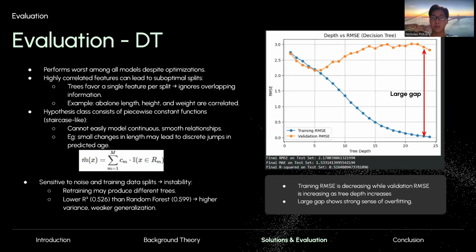The decision tree favors a single feature per split, ignoring overlapping information. Highly correlated features such as abalone length, height, and weight can lead to suboptimal splits. When undergoing training data splits, different trees may be produced, and with the lowest R-square, only roughly half the variance of age can be explained. A large gap between training and validation RMSE across tree depths shows a strong sense of overfitting, therefore making this the worst performer.